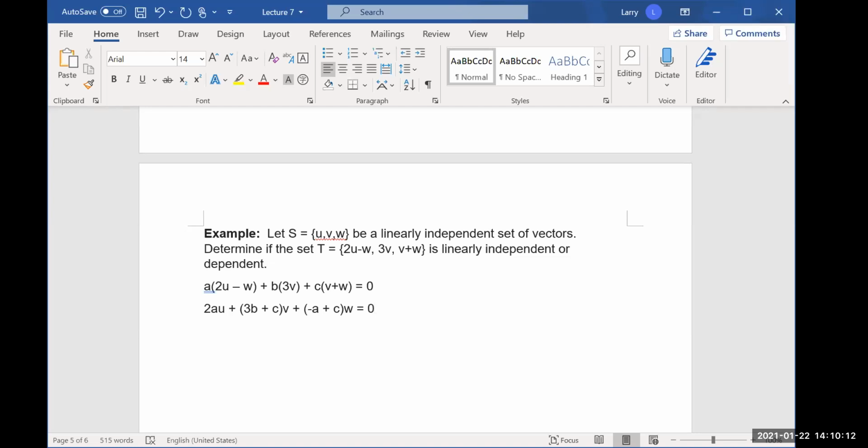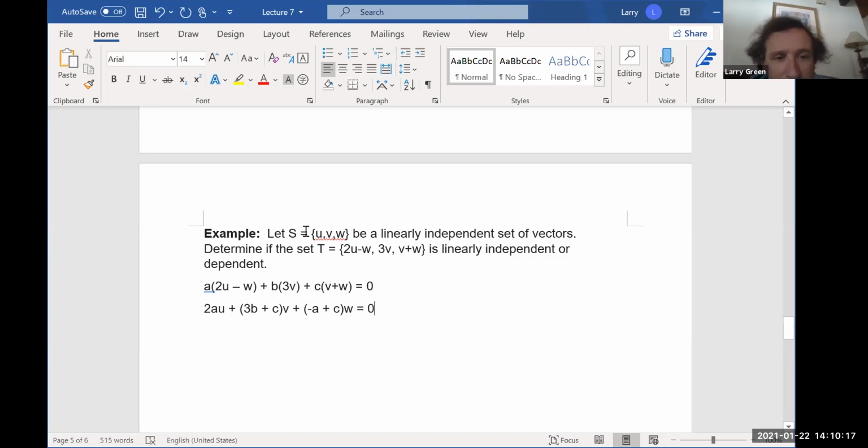All right, we're pretty close now. We know that the set U, V, W is linearly independent. So the reason I rewrote it is that now I can use the fact that U, V, and W are linearly independent. Reading this second equation, because U, V, and W are independent, and I have a constant times U plus a constant times V plus a constant times W equals 0, what do I know?